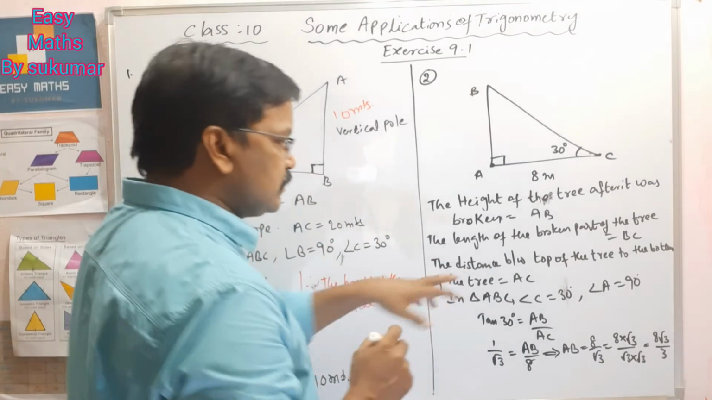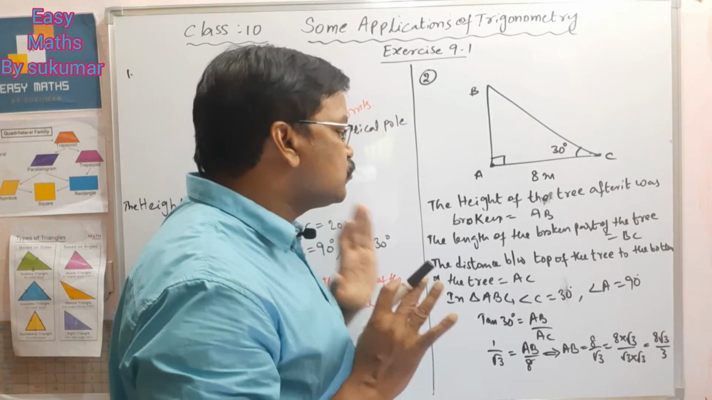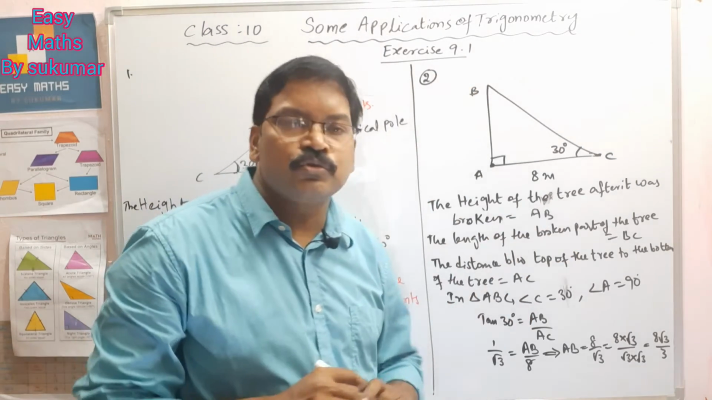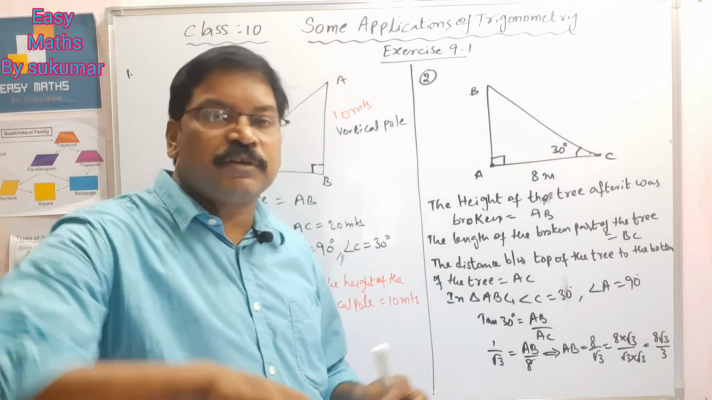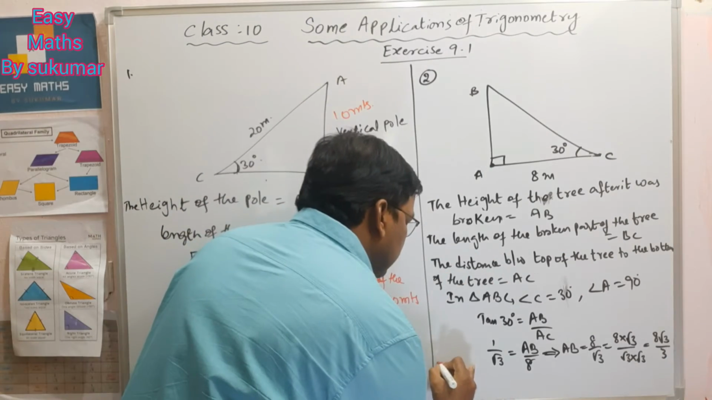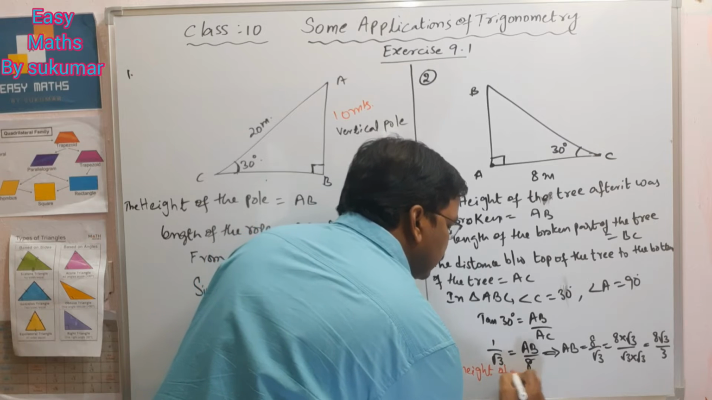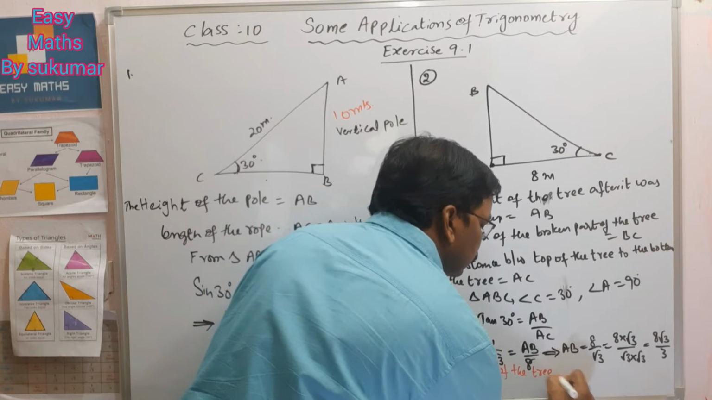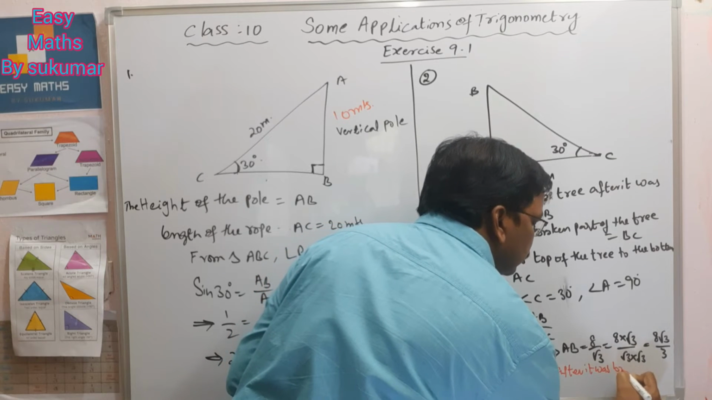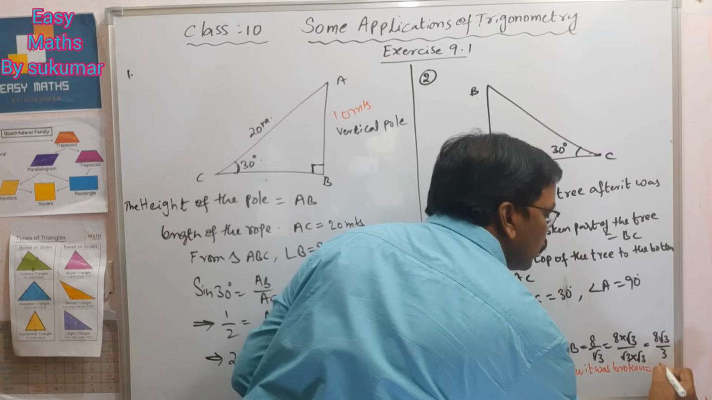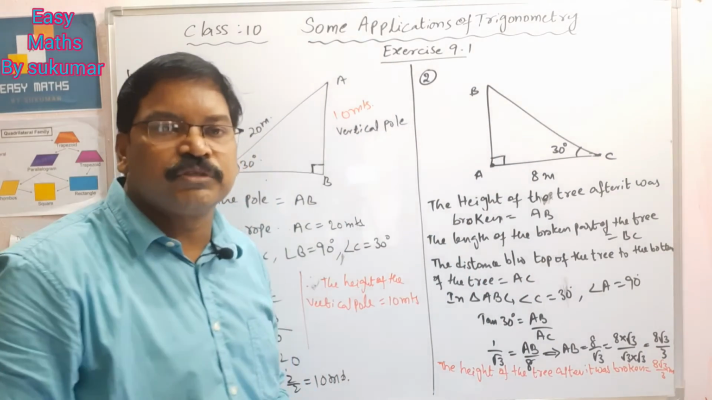Now here my dear students, this AB, the height of the tree after it was broken, is equal to 8 into root 3 by 3. Let us find the height of the tree before it was broken also. The height of the tree after it was broken is equal to 8 into root 3 by 3 meters.